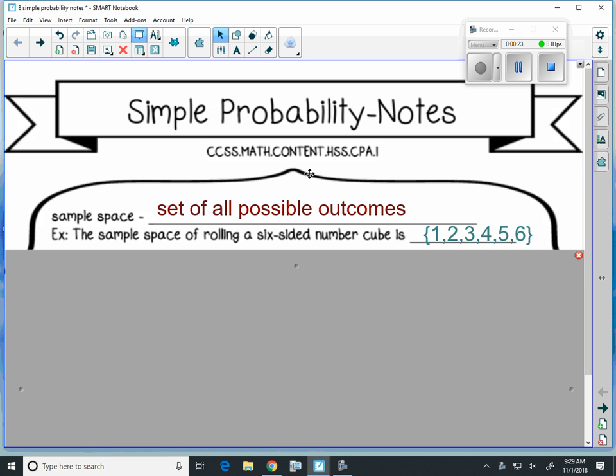For example, we write it kind of like a set. When we talk about set theory, it's written a lot like a set is. So the sample space of rolling a six-sided number cube is you can roll a 1, a 2, a 3, a 4, a 5, or a 6. So it's the set of all outcomes. Those are the outcomes.